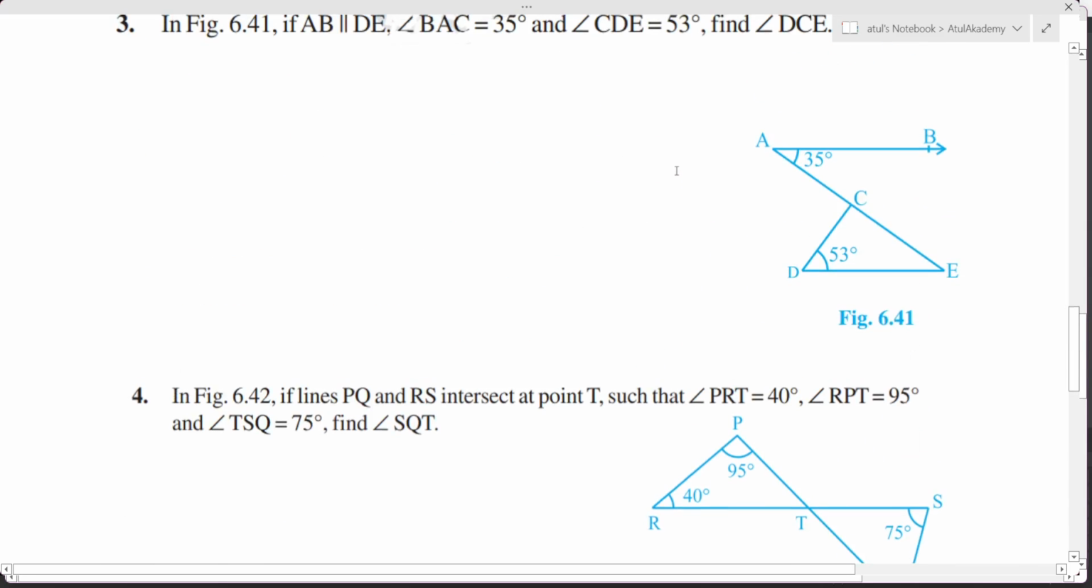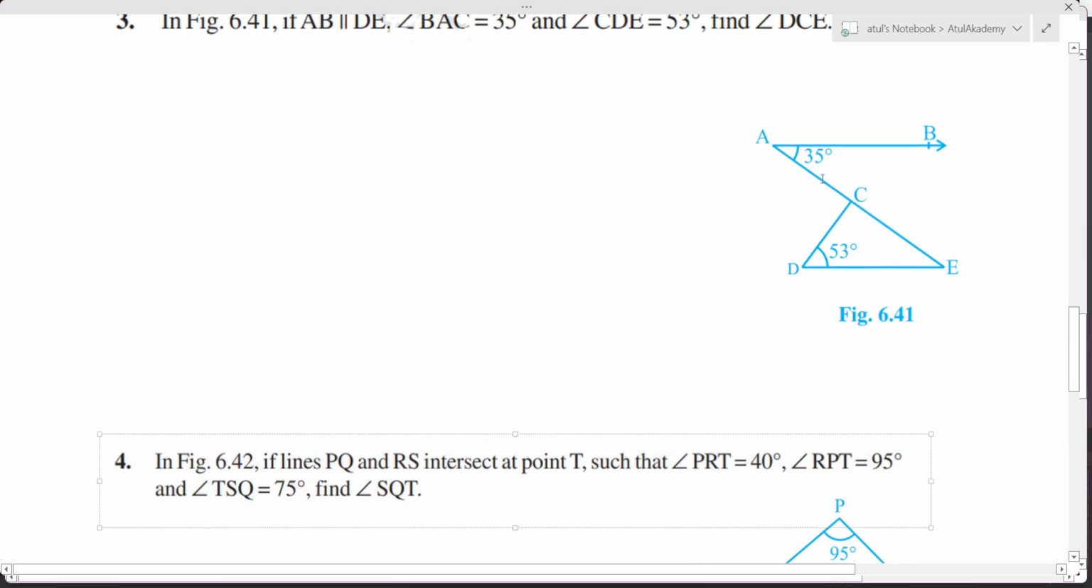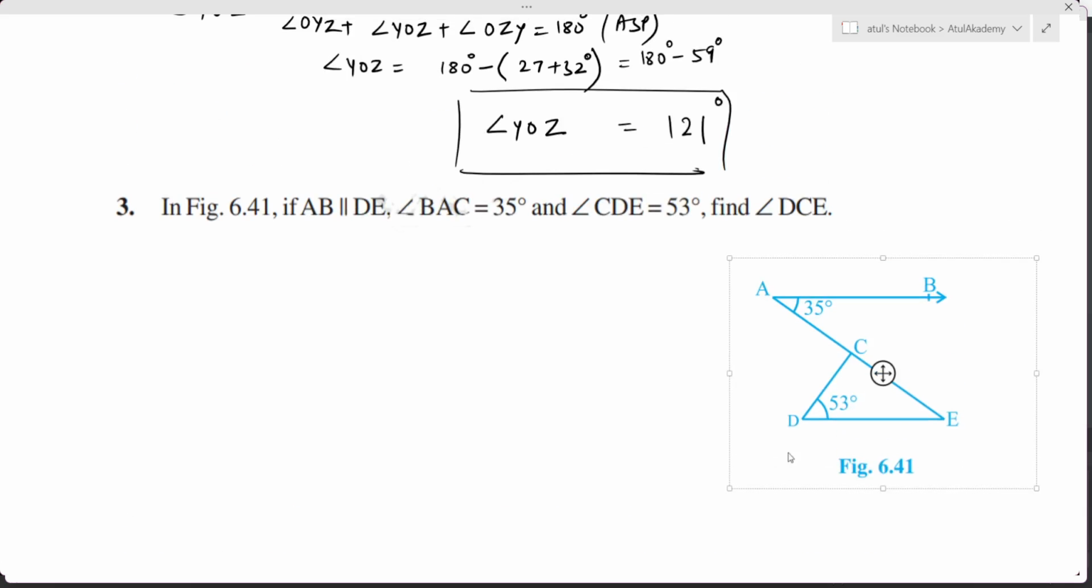Because when you keep on solving the steps, it takes space with proper steps. Okay, now let's move to this question. Here in this question, figure 6.41, AB is given parallel to DE. So this line AB is parallel to DE. Whenever you have parallel lines, you will have all the properties, all the angles of parallel lines, like alternate interior angles, corresponding angles, co-interior angles.